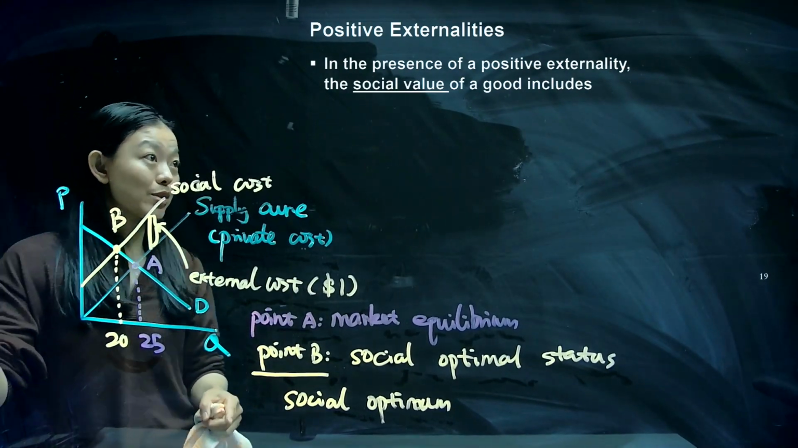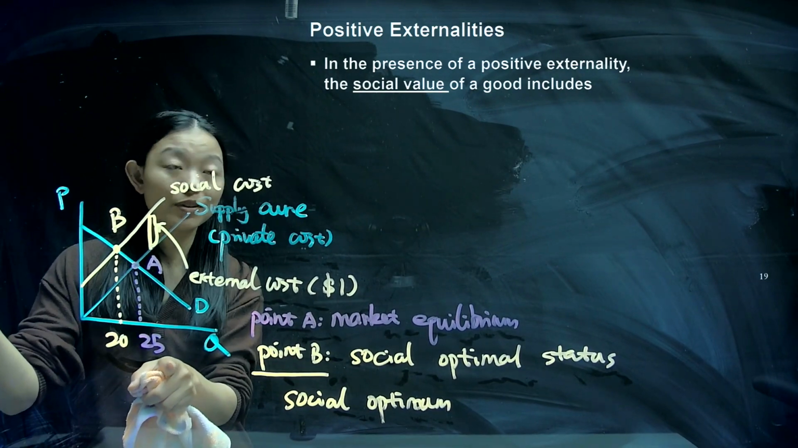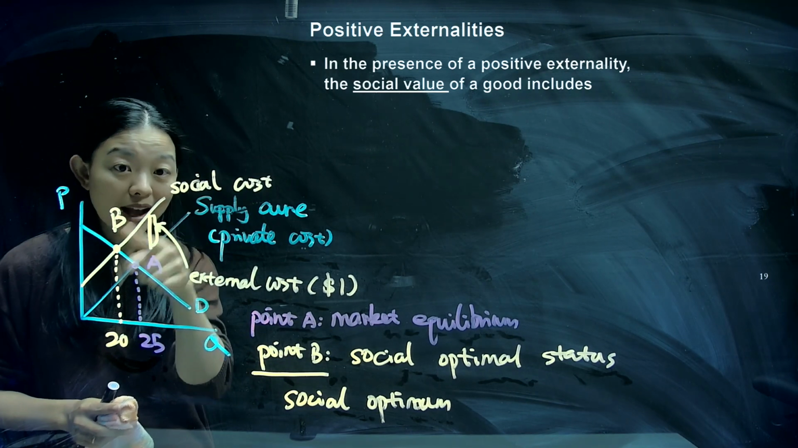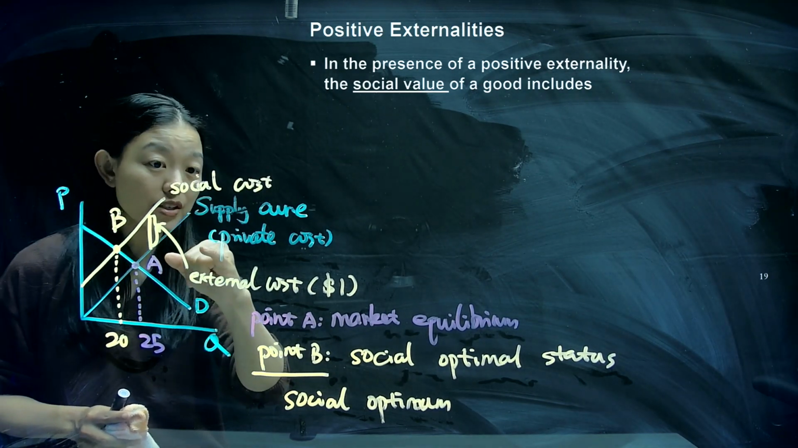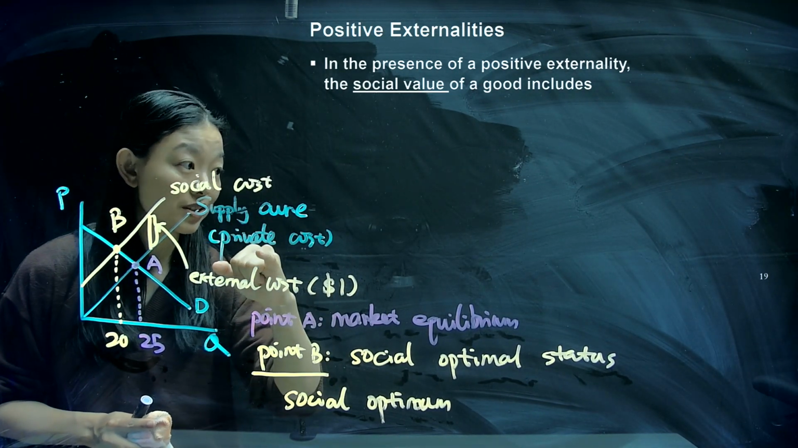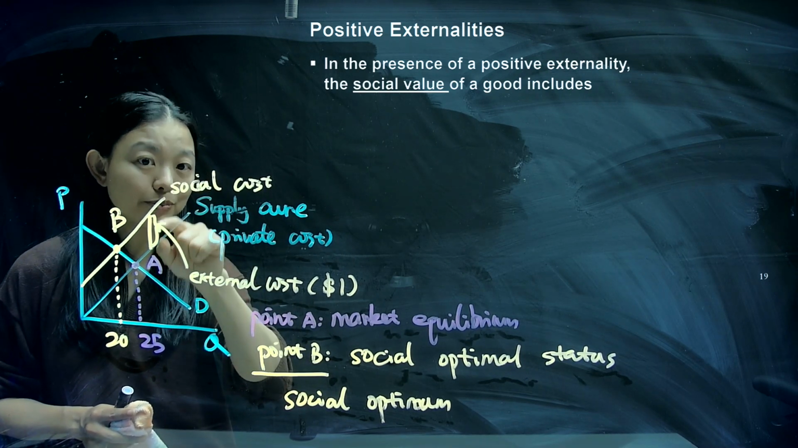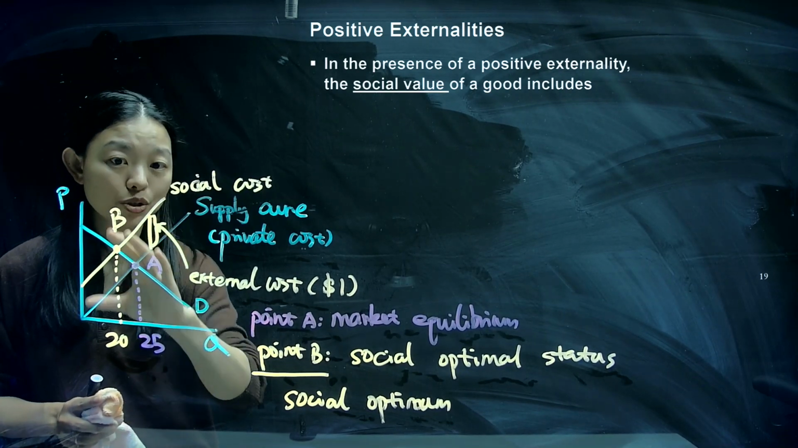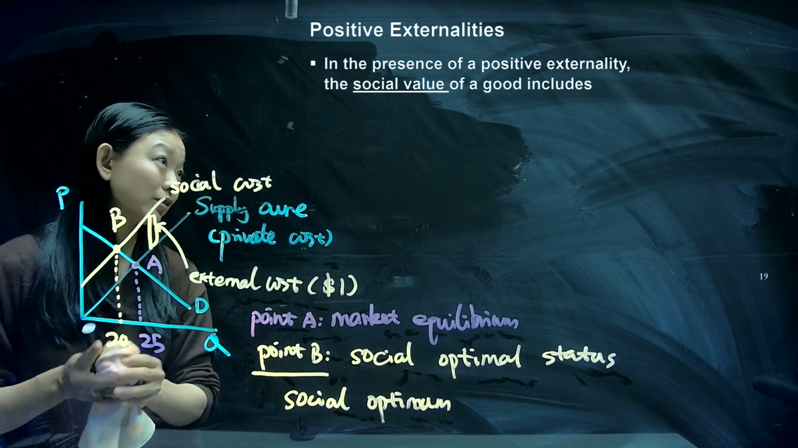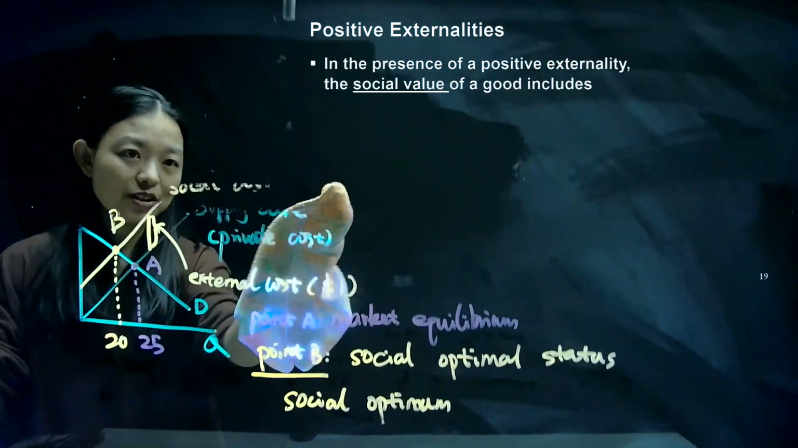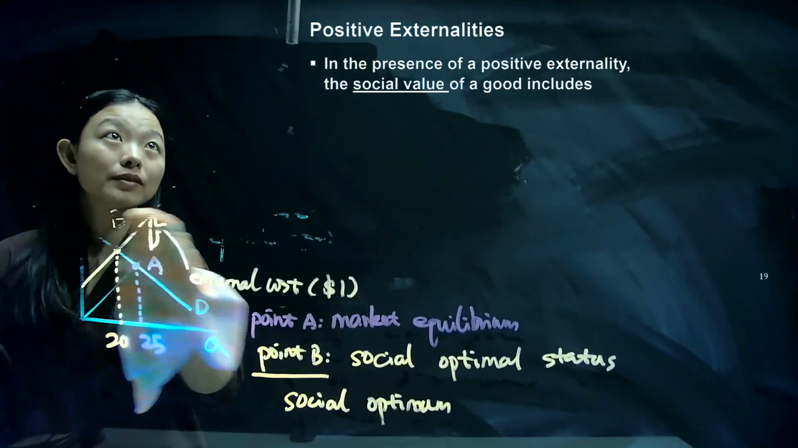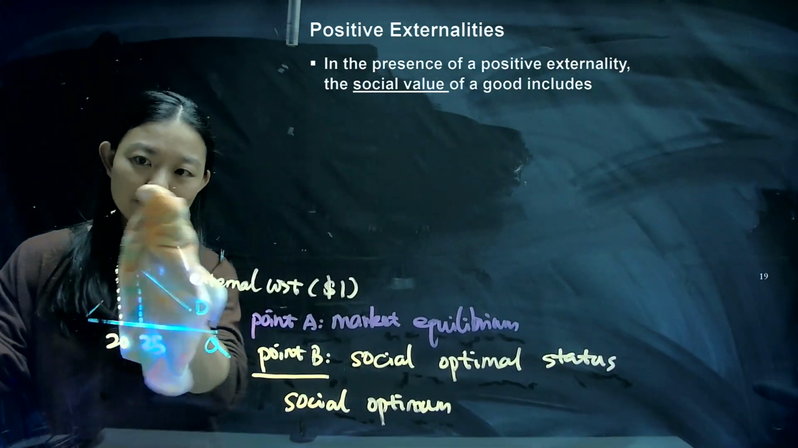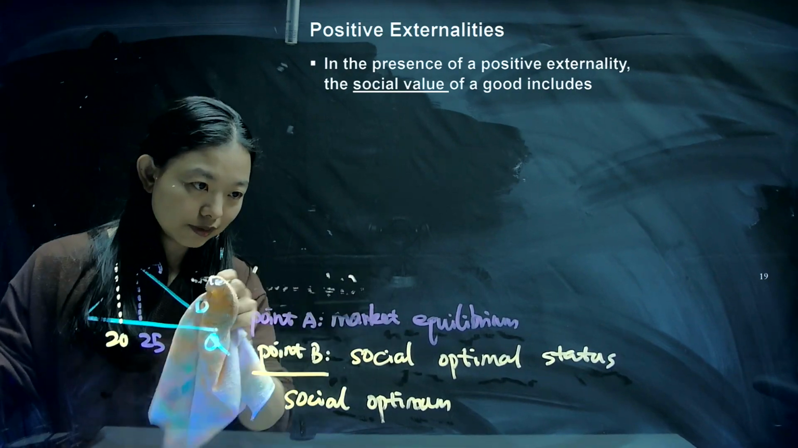One thing I want to emphasize: for negative externality, we only have one demand curve but two supply curves. One is the original supply curve of the sellers, and another is the supply curve plus the external cost. In positive externality, things will be different. Let me erase this first. It's a little bit hard for me to erase today.